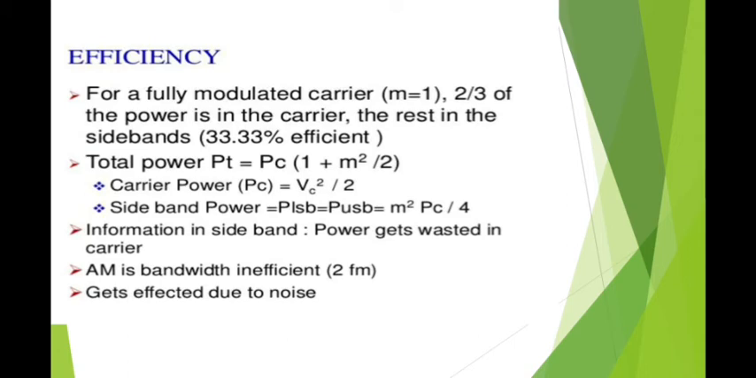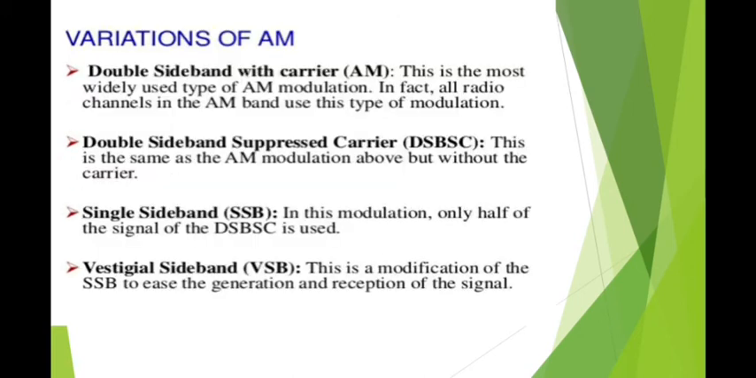Information is in the sidebands. Power gets wasted in the carrier. AM is bandwidth efficient, 2 fm. It gets affected by noise. Variations of AM. Double sideband with carrier, AM. This is the most widely used type of AM modulation. In fact, all radio channels in the AM band use this type of modulation.